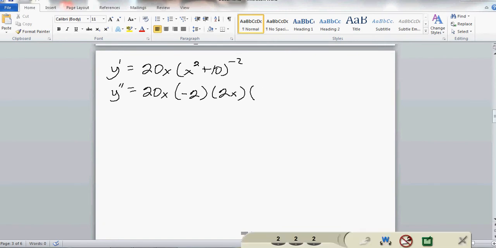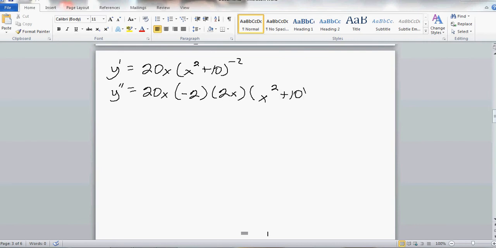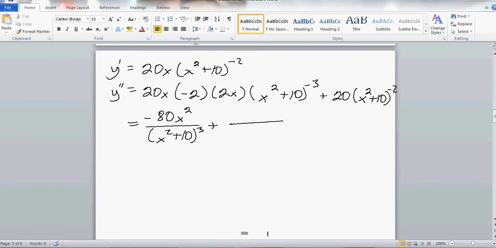That would be x squared plus 10, and subtract 1 from the exponent to give negative 3, plus take the derivative of this, which is 20, times, leave that all alone, x squared plus 10 raised to the negative second power. Now just clean this up. 20x times negative 2 times 2x would be negative 80x squared over x squared plus 10 raised to the third power, plus 20 over x squared plus 10 raised to the second power.